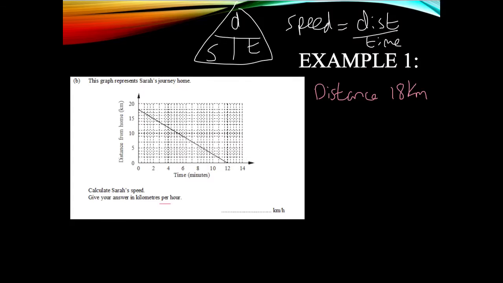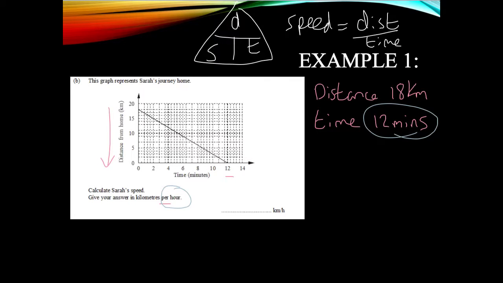Let's see if it tells us how long it took her to travel the 18 kilometres that she was away from home, all the way back down to 0, back at home. It says here it took her 12 minutes. So time is 12 minutes. Now the problem with this is that we could just put these numbers straight into our formula and work out speed. It's distance divided by time. However, it's asking for kilometres per hour. Well, we haven't got it per hour, we've got it in minutes at the moment. So we're going to have to do some calculations.